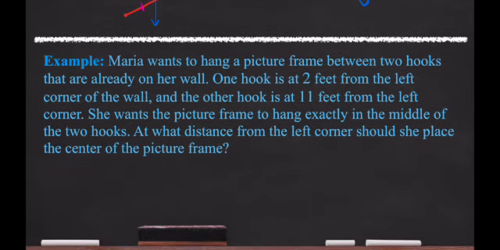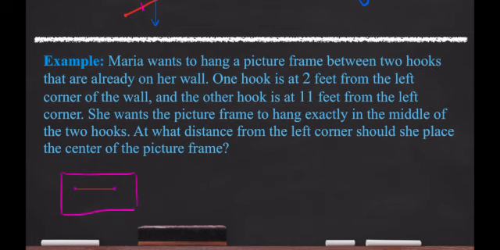So if we want to put this directly in the middle, let's assume that this is our wall right here. The wall would also be another plane. If we have one hook, let's say this is 2 feet from the left wall. Okay, 2 feet from the left wall. And then the other one's 11 feet from the left wall. We want to find the midpoint. We want to find halfway between.